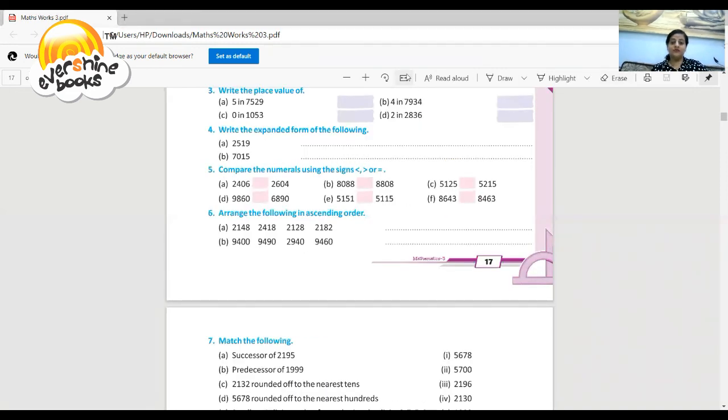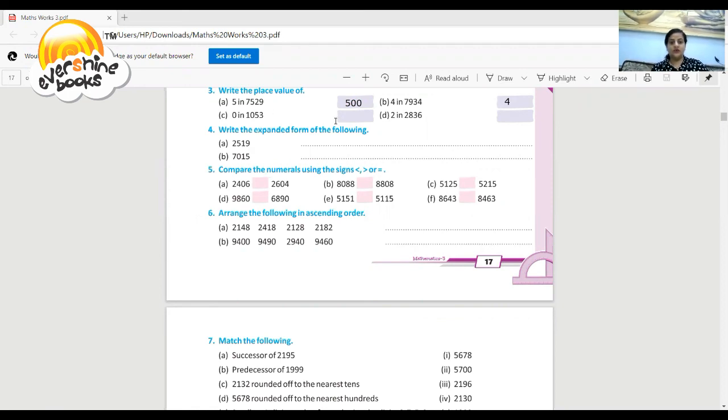Now students, we will write the place value of 5 in part A. 5 in 7529. What is it? That is 500. The place value of 4 in 7934? That is 4 only, the same number, or we can say 4 ones, because it is at ones place.